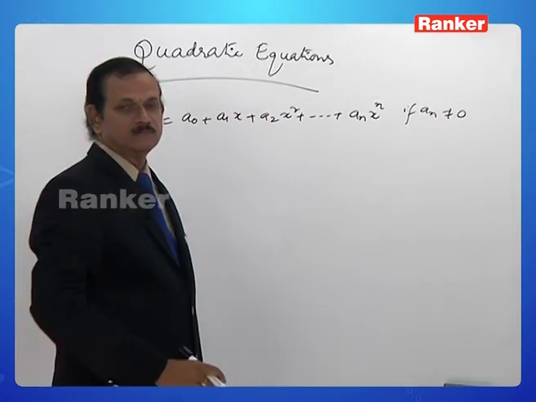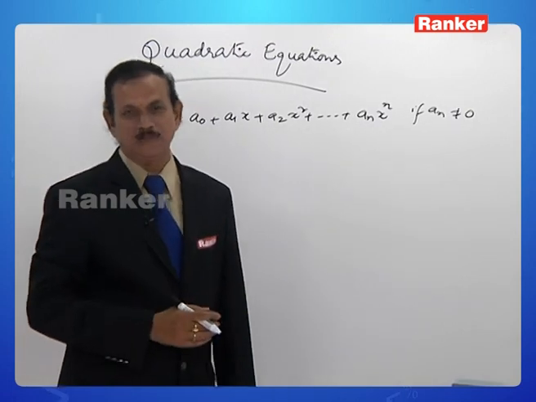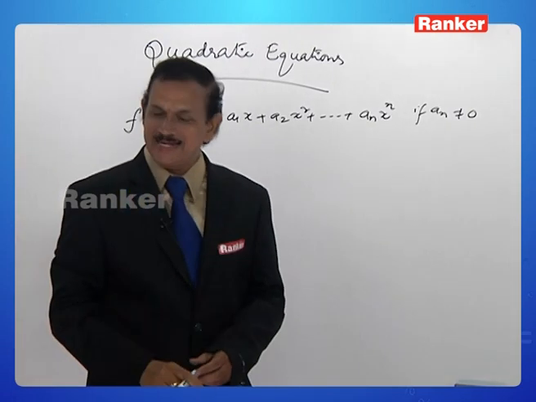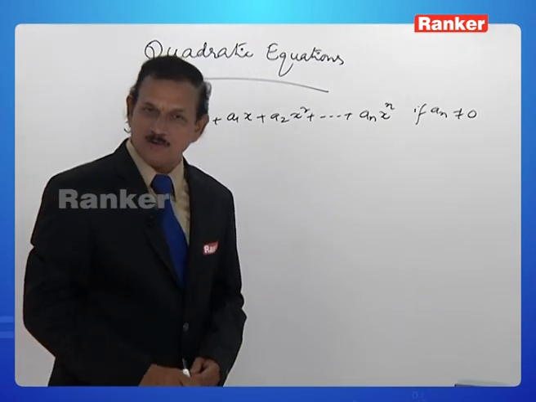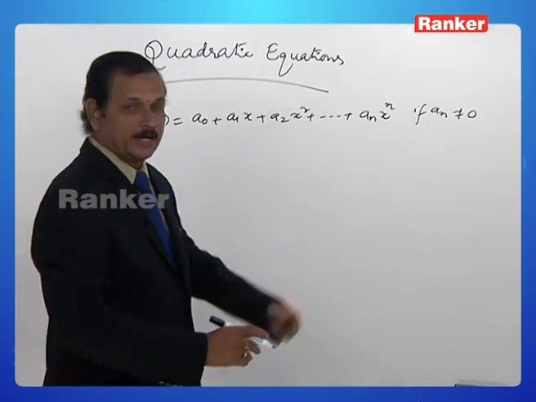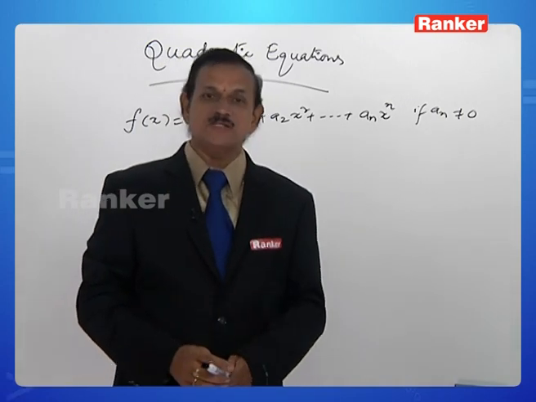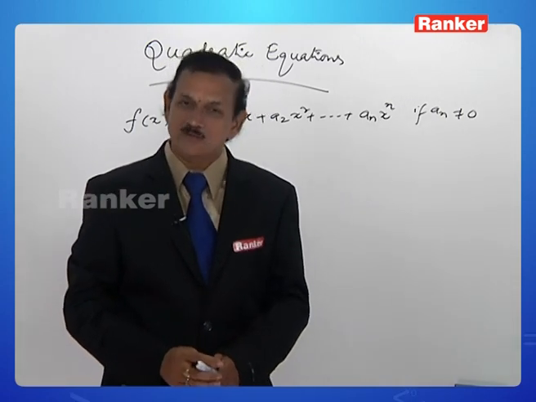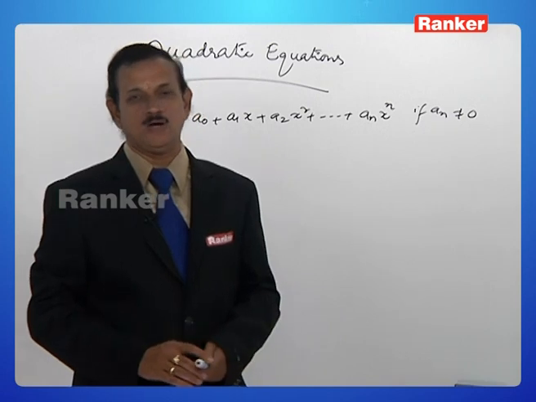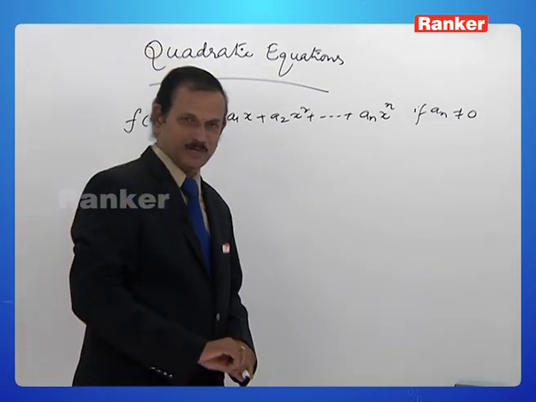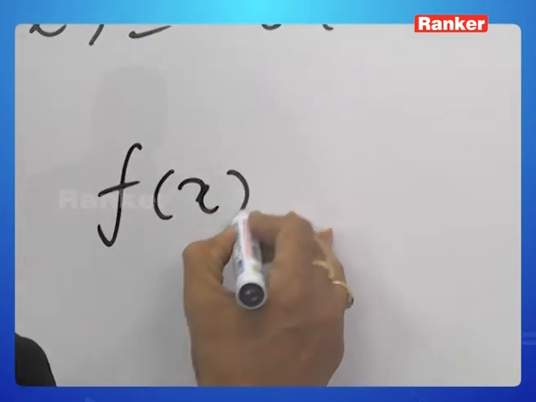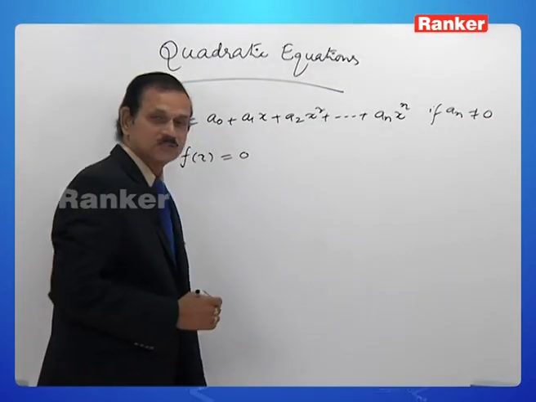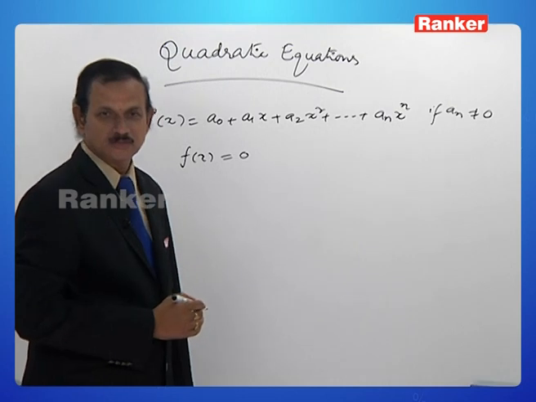If n is 1, if it is a first degree polynomial, then it is called a linear polynomial. If n is 2, then it is a quadratic polynomial. If n is 3, it is a cubic polynomial. If n is 4, then it is called a biquadratic polynomial, and so on. In general, it is a polynomial. Moreover, if we take f of x is equal to 0, then it is called a polynomial equation.